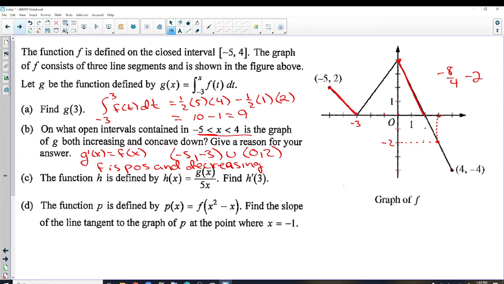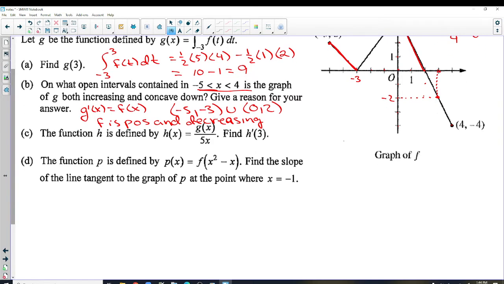The function h is defined by that. Find h prime of 3. So now I need a little more room now. Letter C. H prime of x is bottom times the derivative of the top minus the top times the derivative of the bottom all over the bottom squared. So 25x squared. And we're evaluating when x is 3.